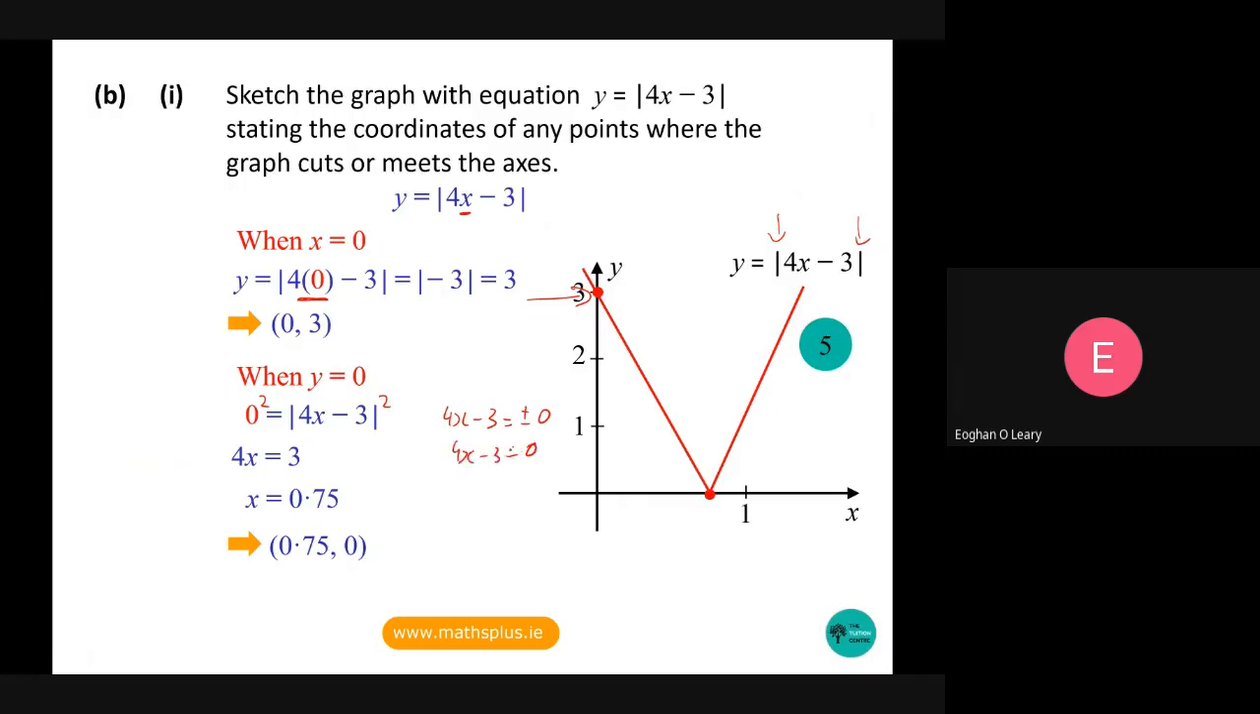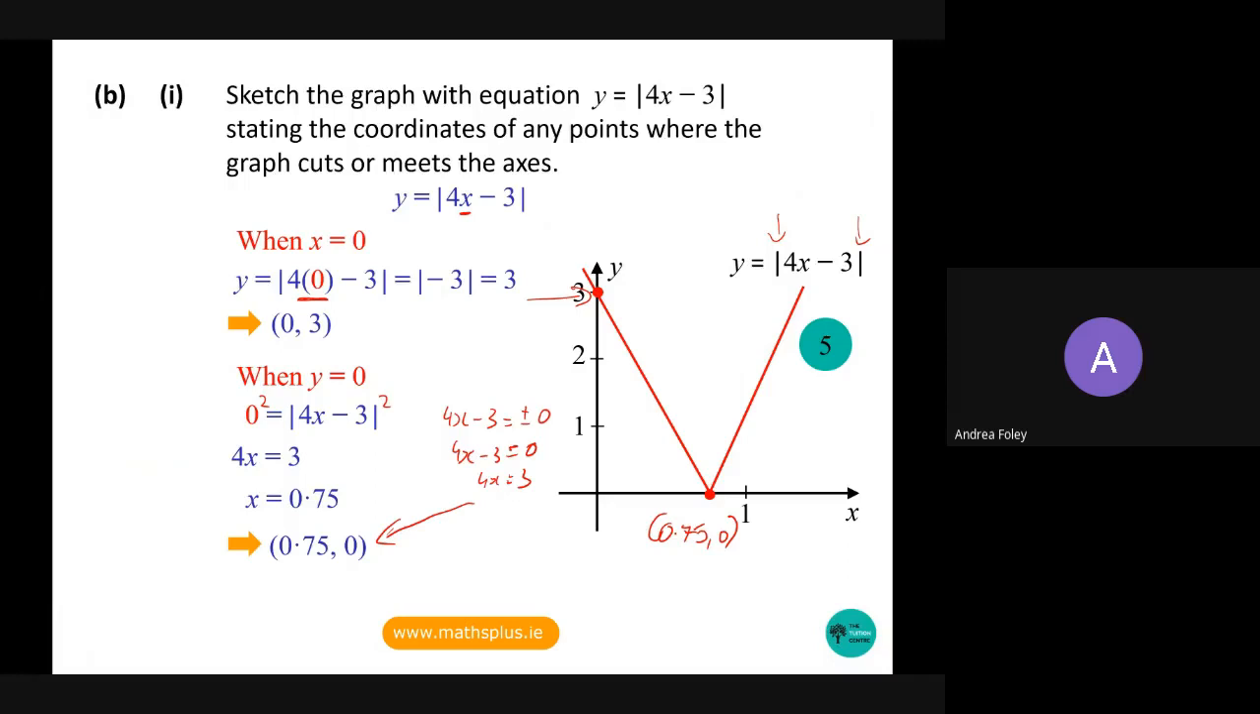4x minus 3 equals 0. So 4x is equal to 3, and we get x is equal to 0.75. So this is my answer, 0.75 for the x, 0 for the y, and that's a 5-mark question.